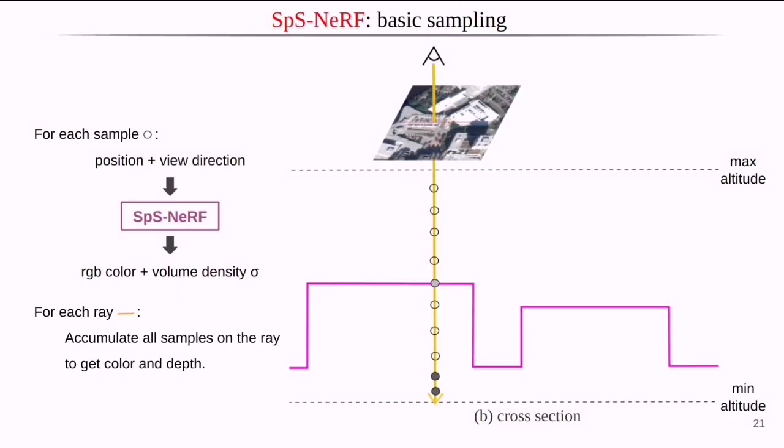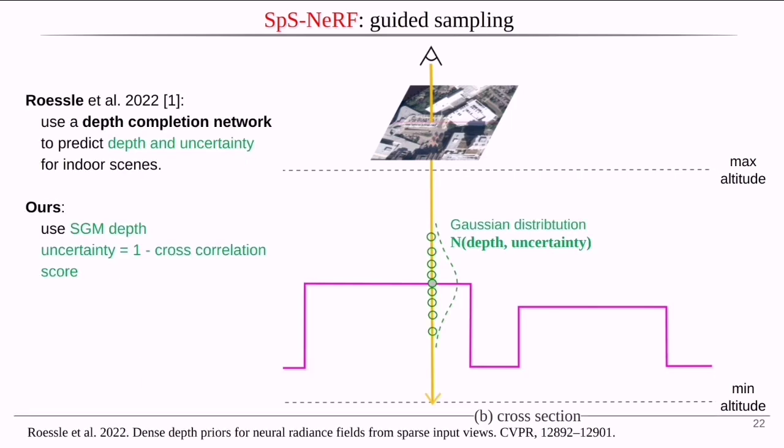For each ray, we accumulate all the samples on the ray to get pixel value and depth. Multiple points can contribute to the color and the depth, with the nearer and the denser points contributing the most. Now let's go into the guided sampling.